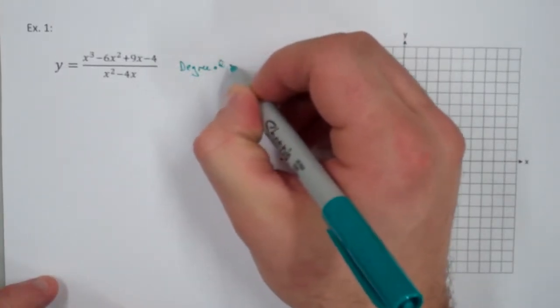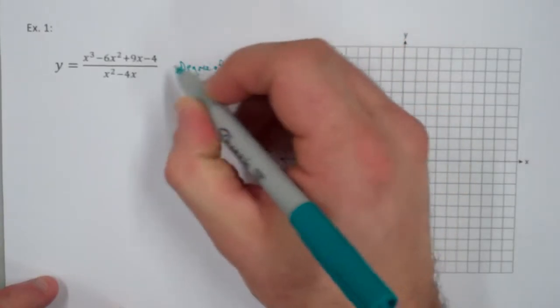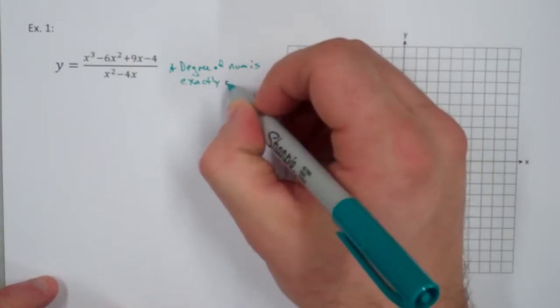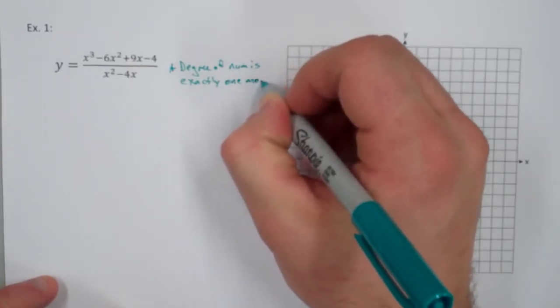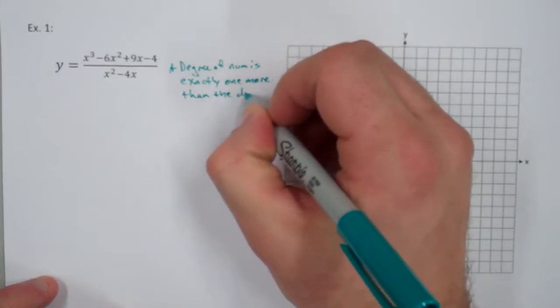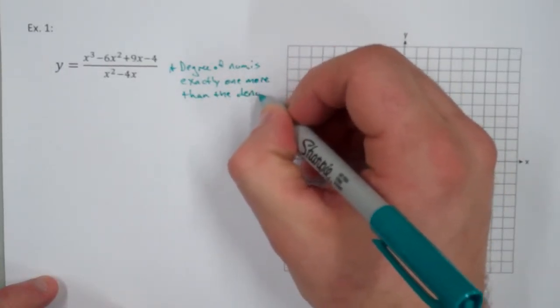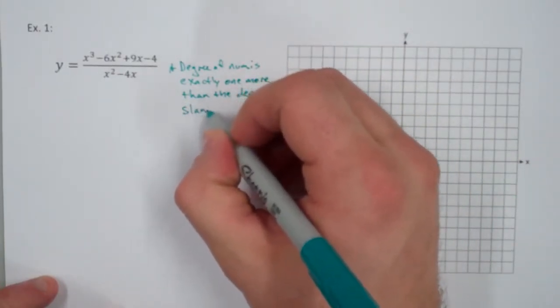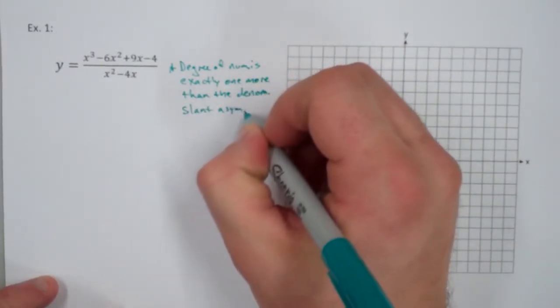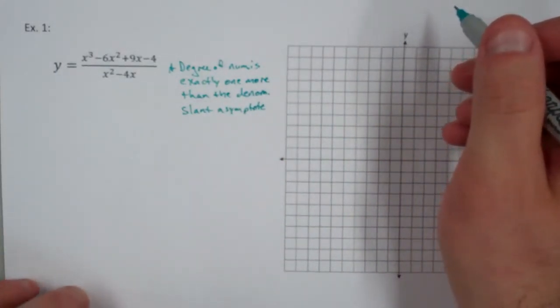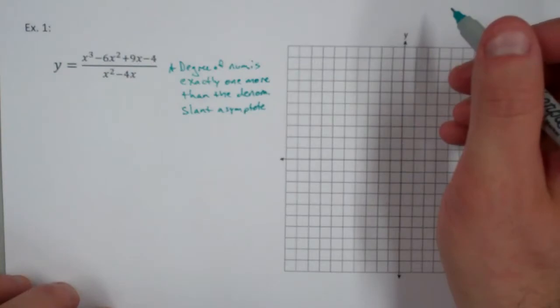Degree of numerator is exactly 1 more than the denominator, slant asymptote. If there's a slant asymptote, there will not be a horizontal asymptote. We can try to find the vertical asymptote, though. That would be kind of fun.